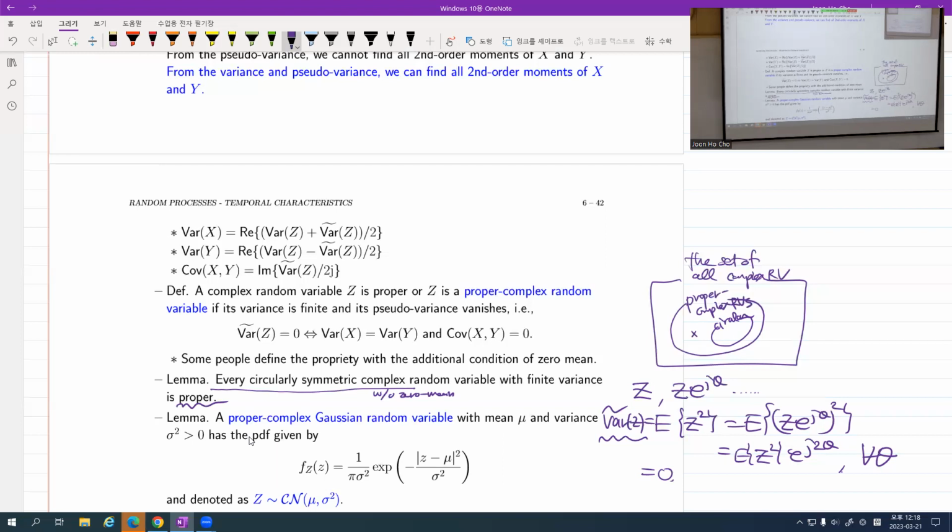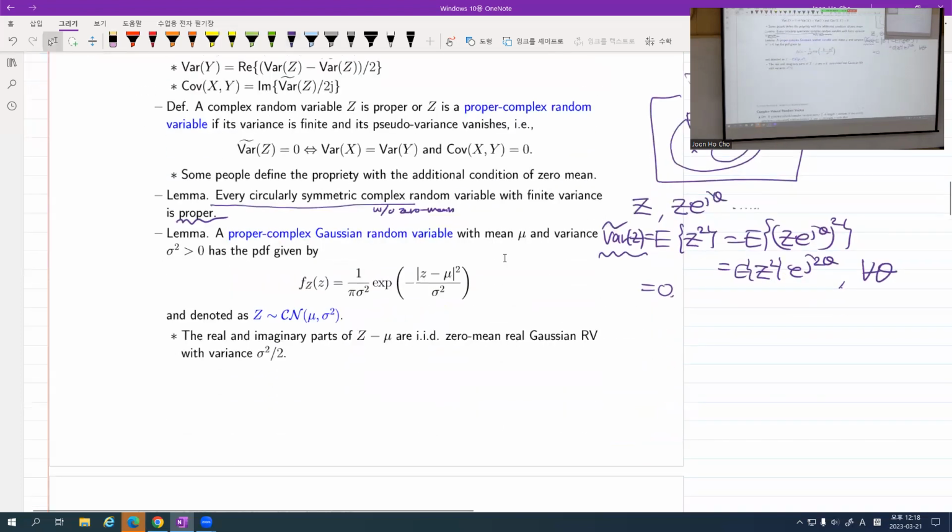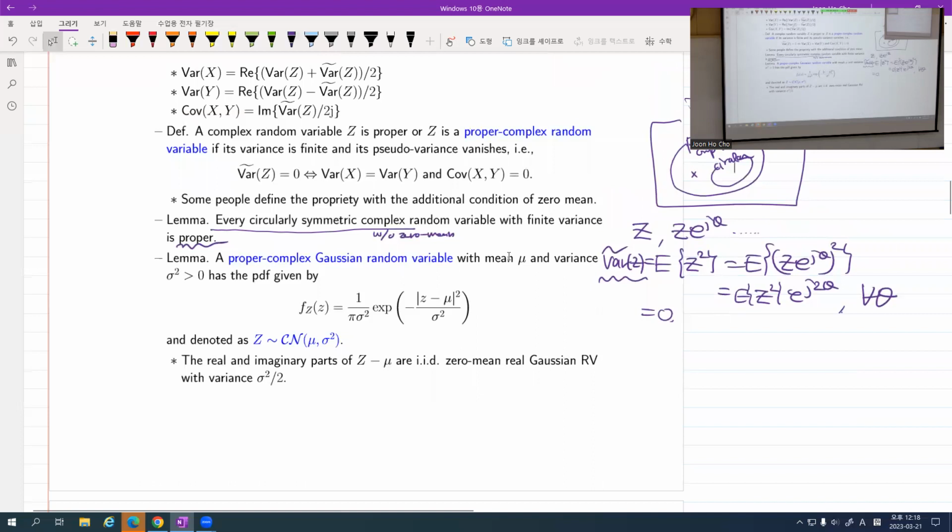By the way, let me emphasize this one because I want to give you at least what is a proper complex Gaussian random variable. Now, here goes the proper complex Gaussian random variable. It's complex, right? Complex Gaussian. And now it's proper. What does that mean? The real part and the imaginary part have what? Same variance. And they are uncorrelated. And they are jointly Gaussian. What does that mean? They are independent, right? The real part and imaginary part are independent.